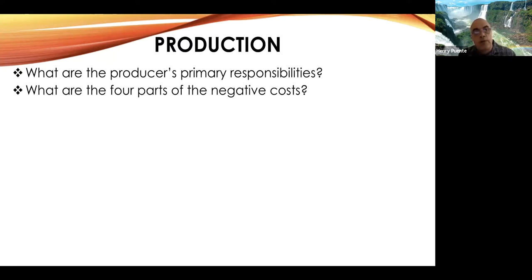And so what are the four parts of negative cost? It's acquisition. In other words, if you want to turn a book into a movie, how much is it going to cost? Acquisition. The development is part of acquisition. So the second part of negative cost is pre-production.